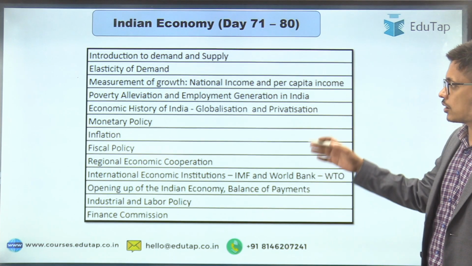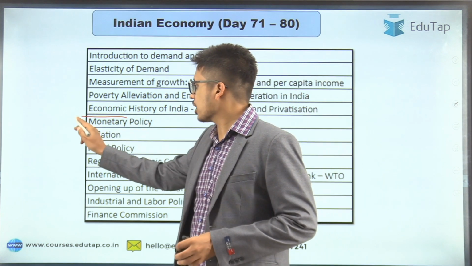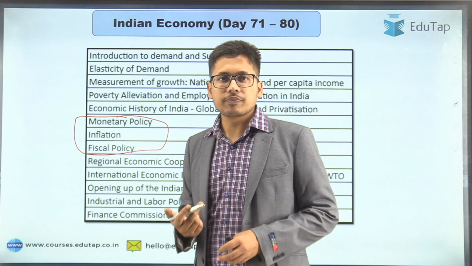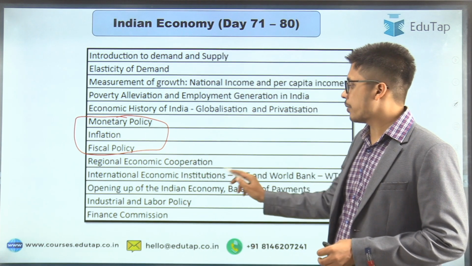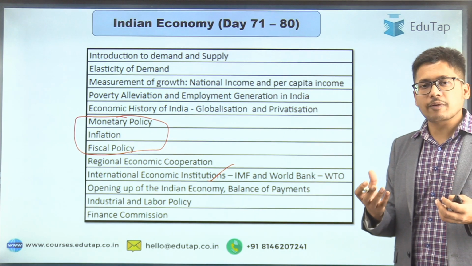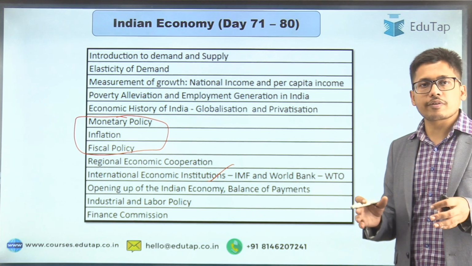Again, Indian economy, all these chapters, they are very, very important, but out of these, I would say the monetary policy, inflation and fiscal policy. This is very important, from which questions will be asked. Next, international economic institutions like IMF, World Bank, WTO, other developmental banks, for example, Asian Development Bank, New Development Bank. These institutions are also very important.